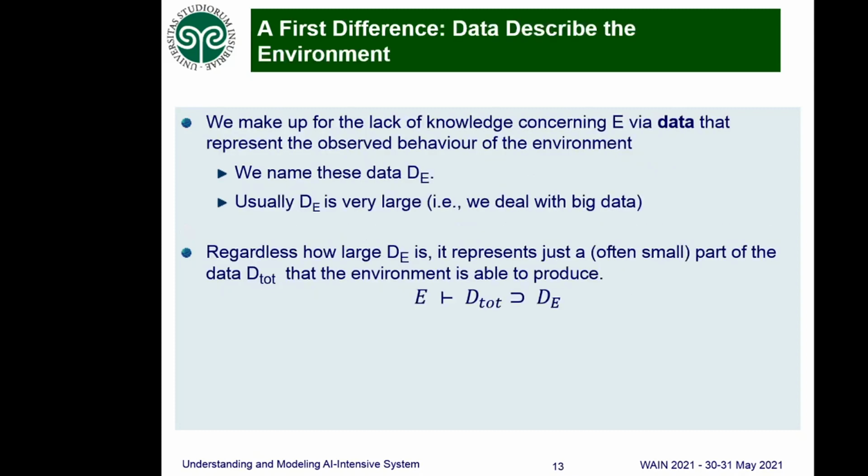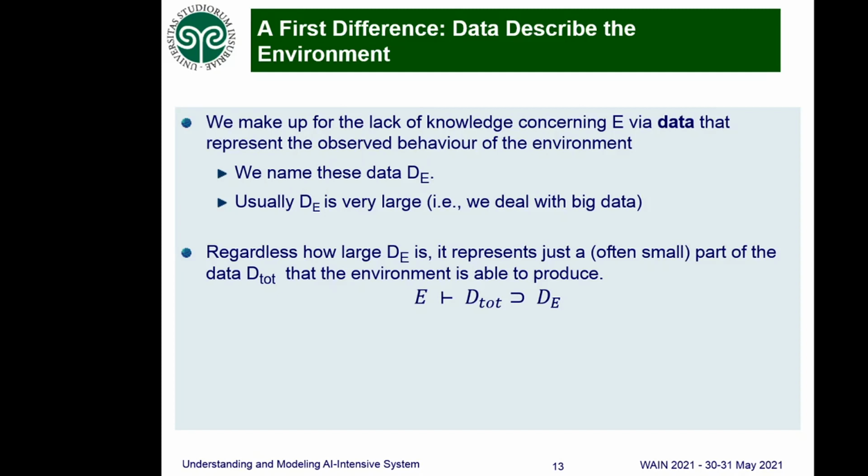In most AI-intensive systems, data describes the environment. That is, we make up for the lack of knowledge concerning E via data that represent the observed behavior of the environment. We name this data DE, where E stands for environment. Usually, these datasets are very large, which is why we talk about big data.